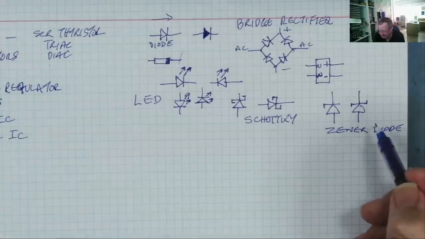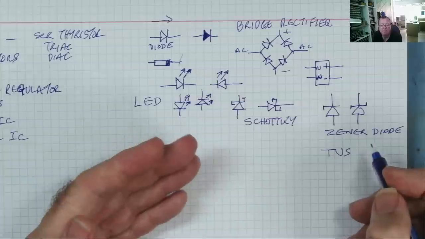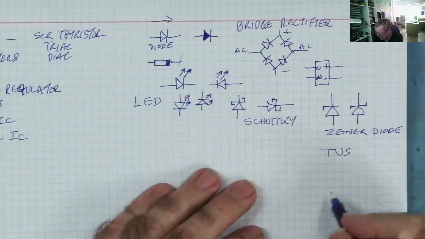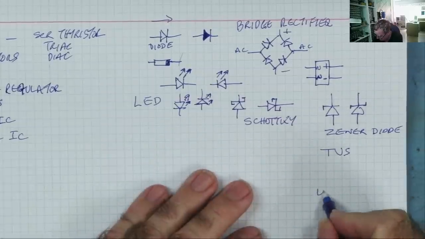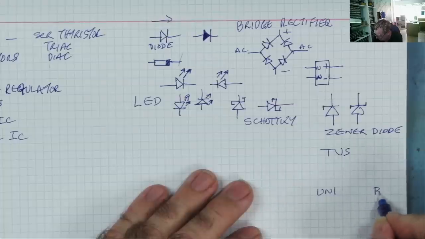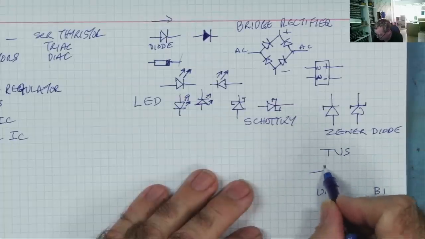Related very much to the Zener diodes are the TVS diodes, transient voltage suppressors. Now these can either be unidirectional or bidirectional. So the unidirectional has a symbol like this.